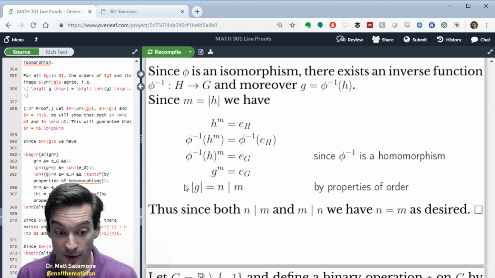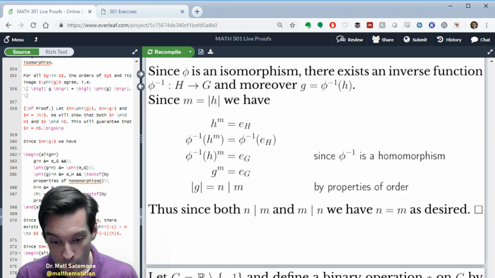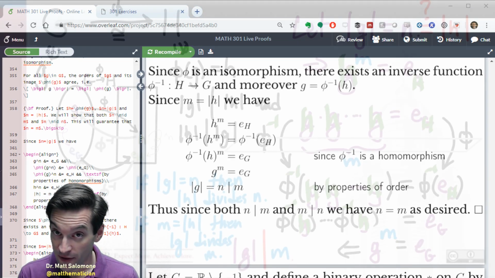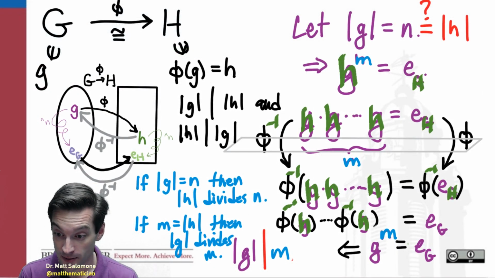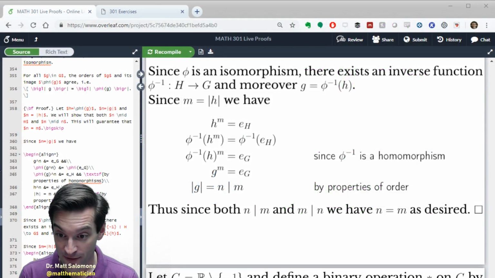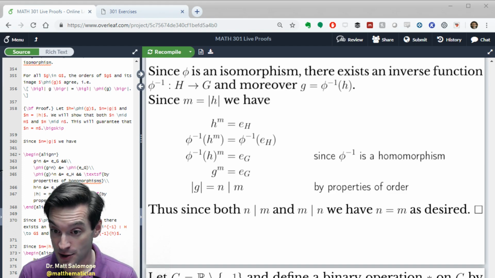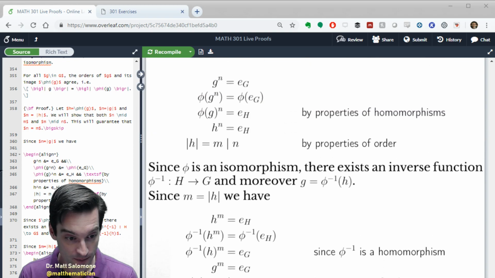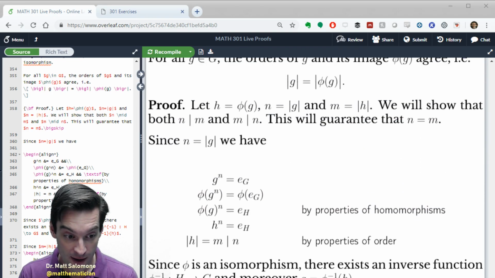One thing I want to mention about this proof before we go forward. We only needed to use the fact that phi was an isomorphism for the second half of our proof. We only needed it here to show that the order of G divided the order of H. We could do the whole first part of this proof only by knowing that phi was a homomorphism.